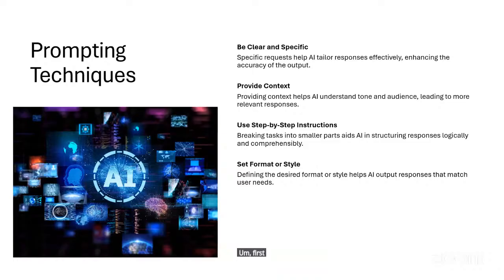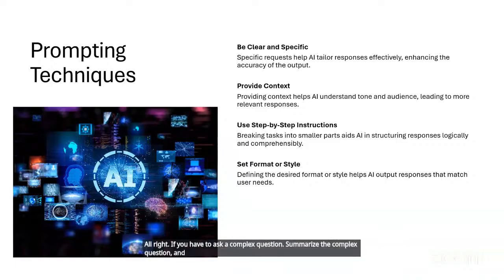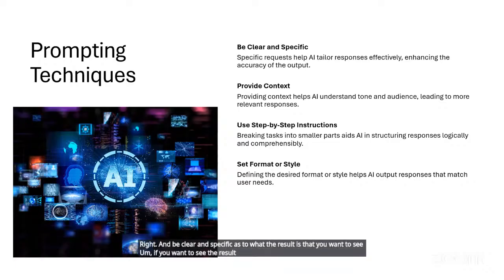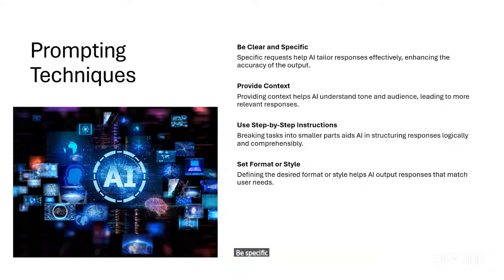First and foremost, okay, be clear and specific. Right. If you have to ask a complex question, summarize the complex question and perhaps provide bullet points. Right. And be clear and specific as to what the result is that you want to see. If you want to see the result in table format, be specific in your prompt. Ask specifically for it to format it in table format. All of the AI services can do this. As a matter of fact, we can take something that we've generated with Microsoft Copilot in Word.